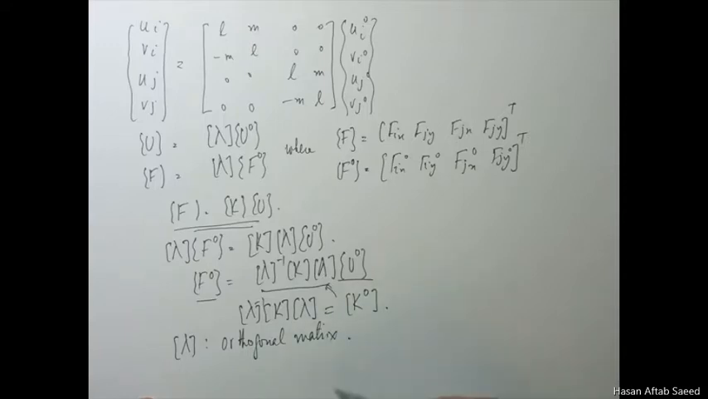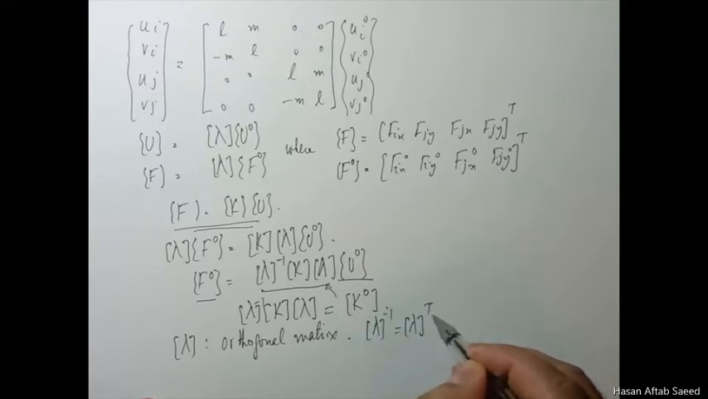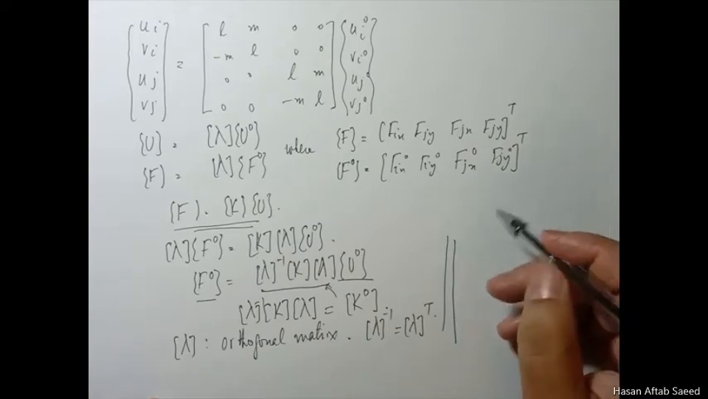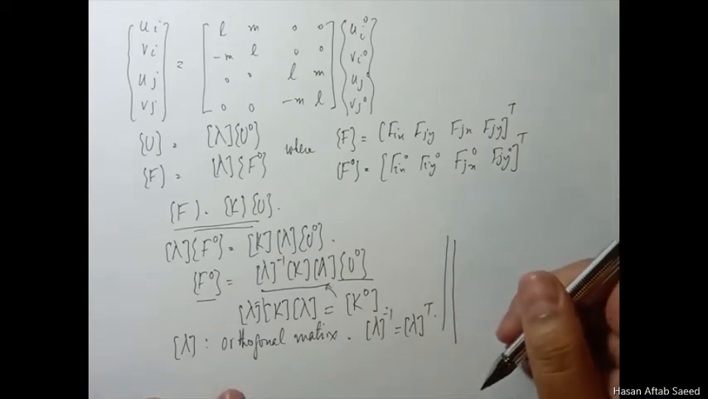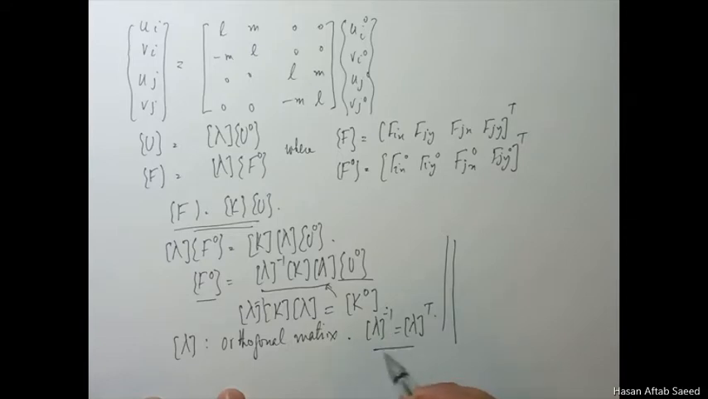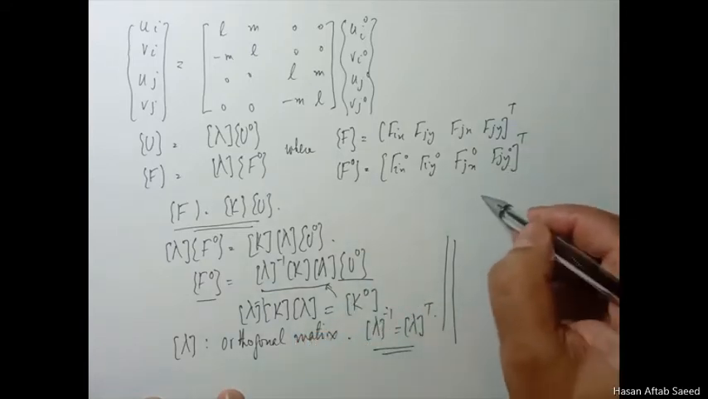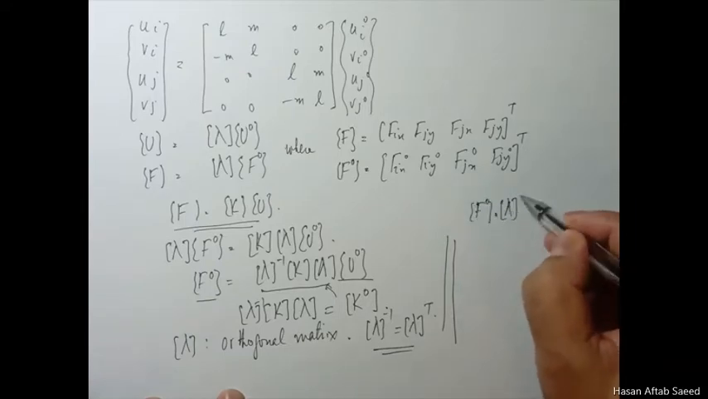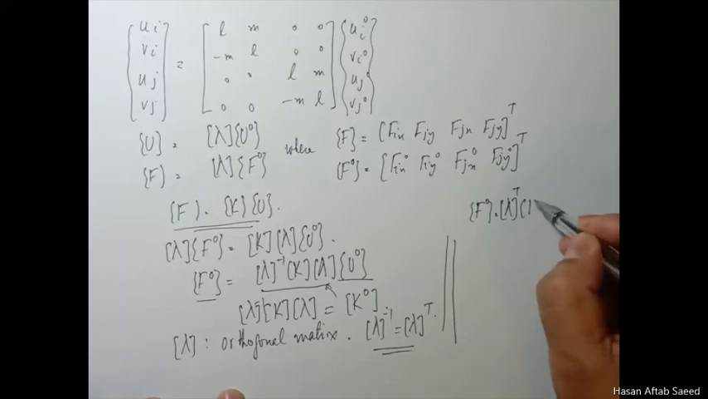And what is an orthogonal matrix? An orthogonal matrix is that in which the transpose is equal to the inverse. And this makes life much easier for us because it is very easy to take the transpose. It takes a lot of time and effort to find the inverse of a matrix, but in this case both are the same. So we can write this equation as transpose K.